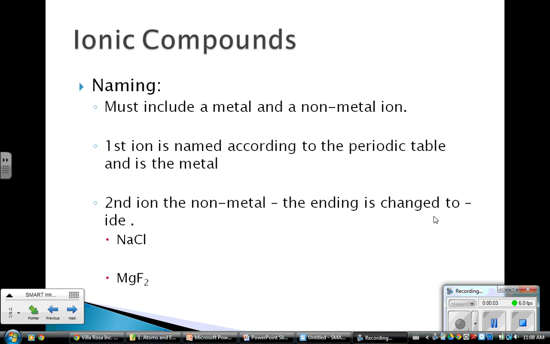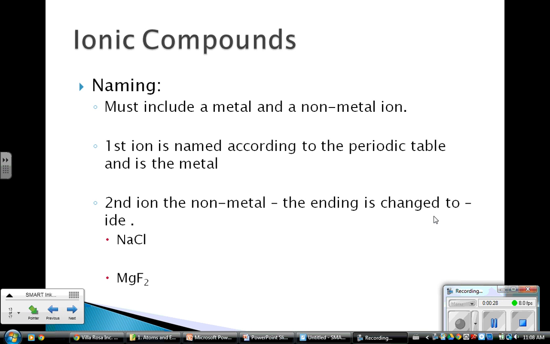Ionic compounds. The big thing with ionic compounds, when you're naming them or trying to decide whether a compound is ionic or not, is that ionic compounds always include a metal and a non-metal, for grade 9 anyway. There is one exception. That one exception is boron. Boron is a non-metal, but it will act like a metal for ionic compounds for grade 9.